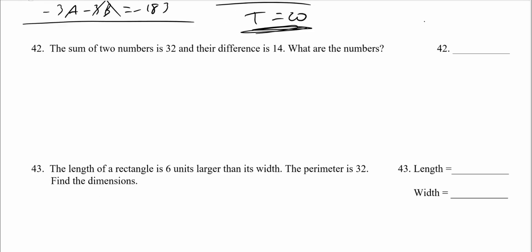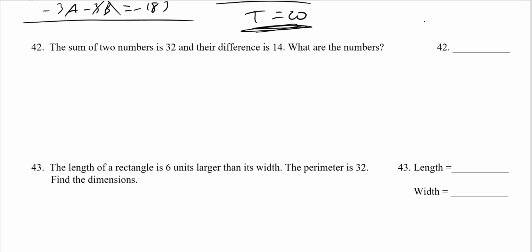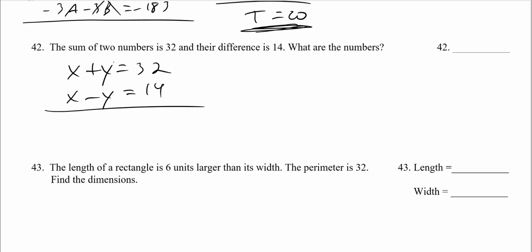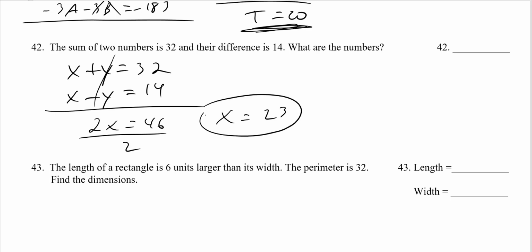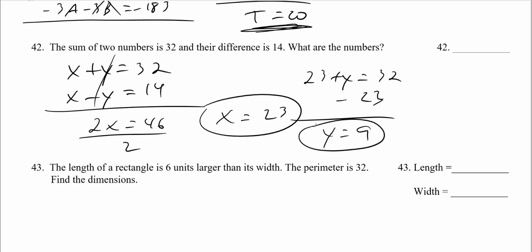All right, lots of problems. The sum of two numbers is 32, so we're going to say x plus y equals 32. And the difference is 14, so x minus y equals 14. This is nice because the y's cancel out for you. You get 2x equals 46, divided by 2. So x equals 23. And then x plus y is 32, so 23 plus y is equal to 32. Subtract 23. Y is equal to 9. So those are your two numbers, 23 and 9.